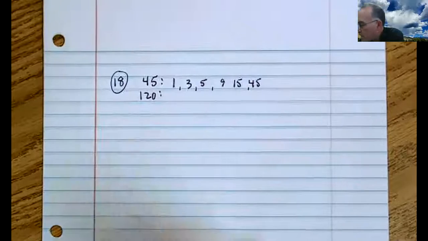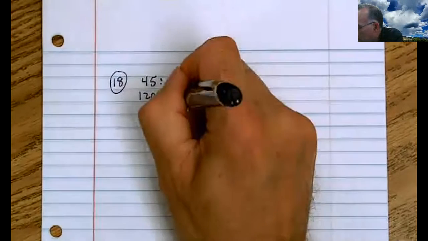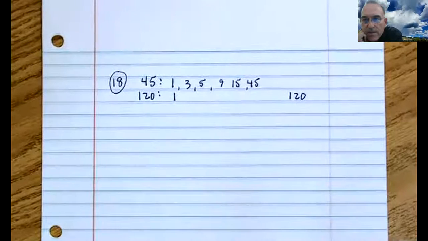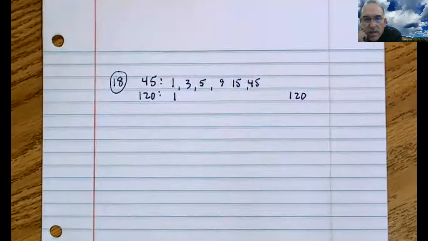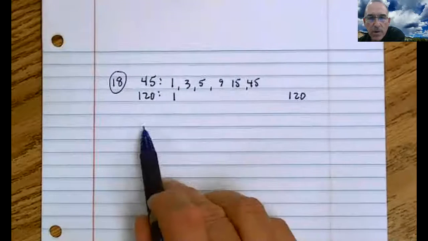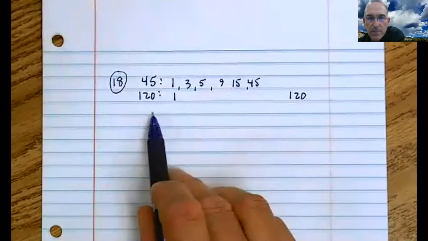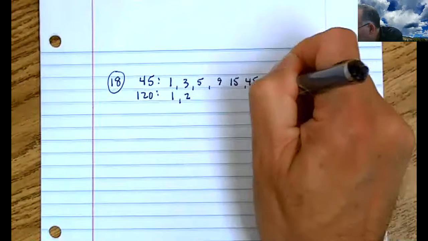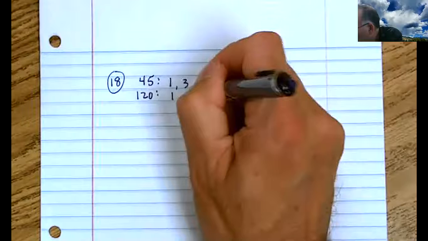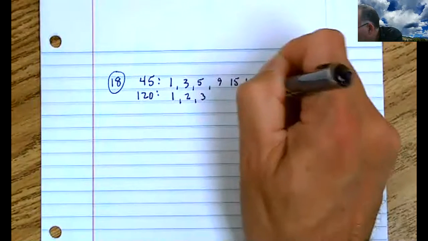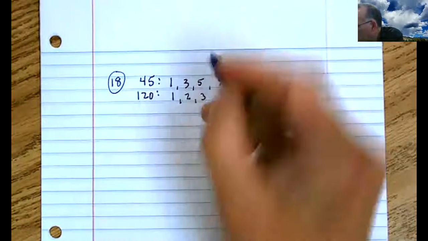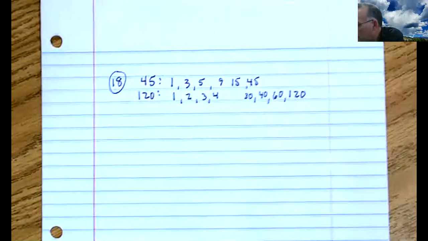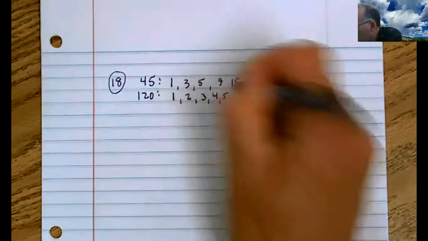Ready? Let's go on. How about for 120? I have 1, 120. Now, there might be a lot of numbers listed here in the list. So you could see when you get large numbers, a list may not be a great idea, but let's do it anyway. I have 2, 60. I have 3. Is it 40? How about 4? I have 4 and 30. How about 5?